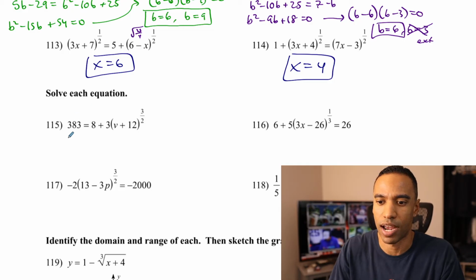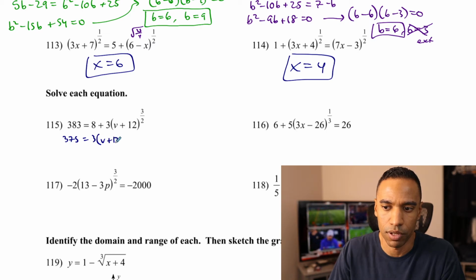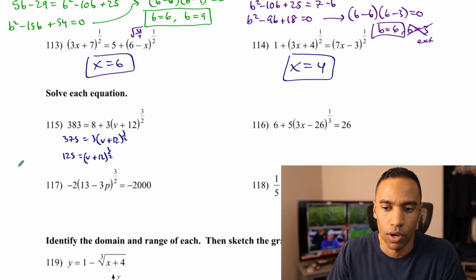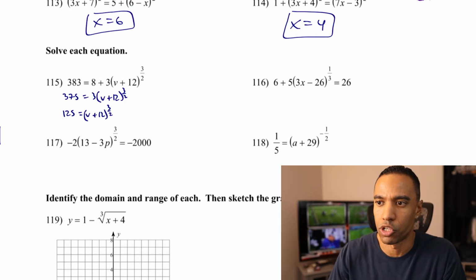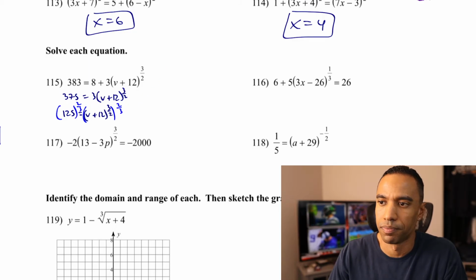So I'm going to start by subtracting 8. I get 375 equals 3 times v plus 12 to the 3/2. Then you divide by 3 and you get 125 equals v plus 12 to the 3/2. Okay, now if I raise both sides to the 2/3 power, what's going to happen is on the right side, I'm just going to have v plus 12, which is cool.